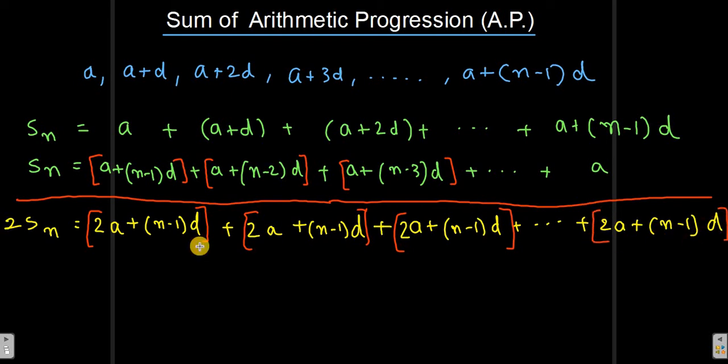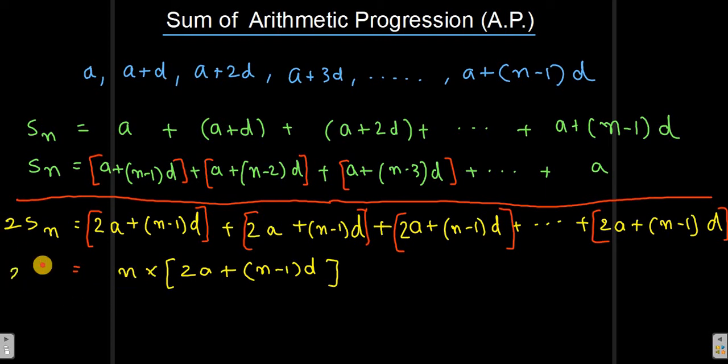Right? Now this 2A plus N minus 1 into D, how many times is it there? We have just added 2A plus N minus 1 into D, n times. As you can see, there are n number of terms in Sn. So we can write it as n multiplied by 2A plus N minus 1 into D. That means it is the same as adding 2A plus N minus 1 into D, n times.